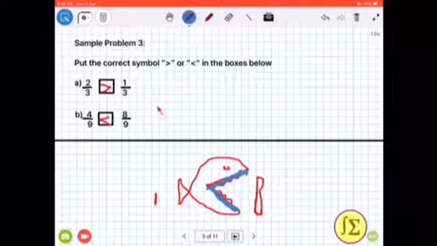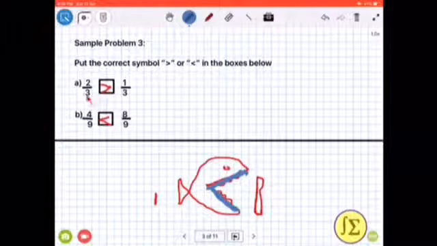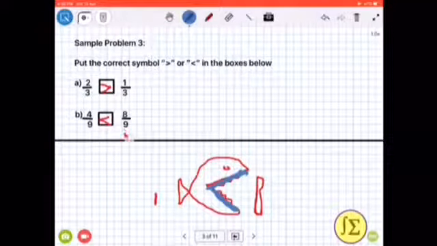So if you're confused about the symbol, think of this as the mouth of a fish. It wants to gobble up the larger number, or in this case, the larger fraction. This mouth here wants to gobble up the larger fraction, 8 over 9. Okay, that's a little tip. This is what I used to do when I got confused over the symbols in school. I think of this fish going for the larger worm.